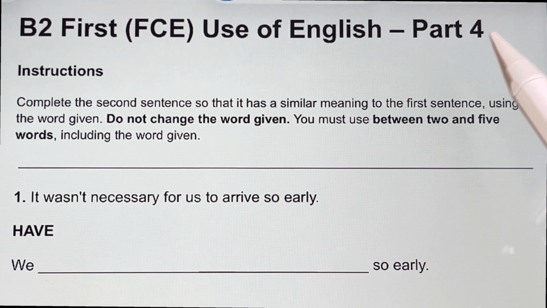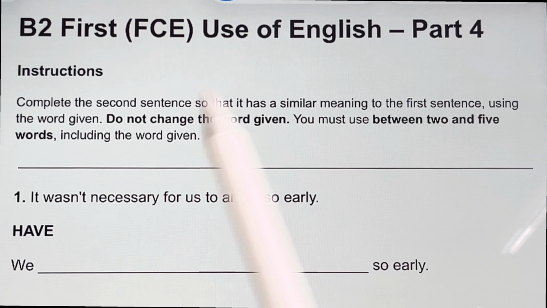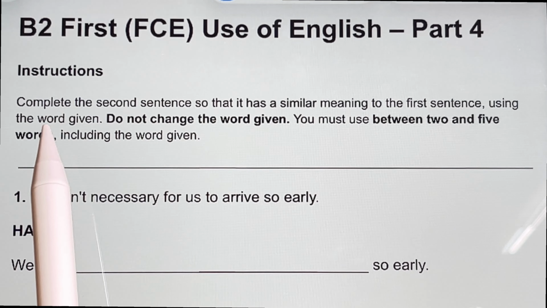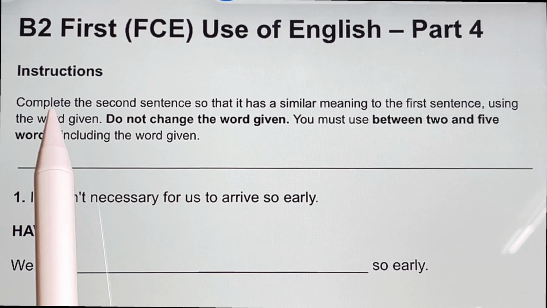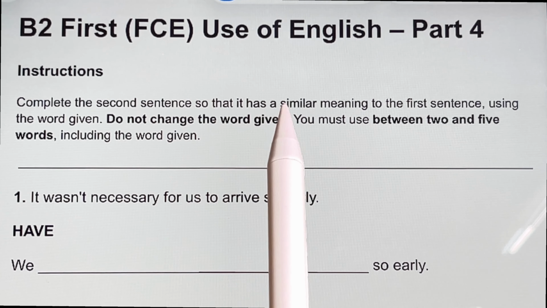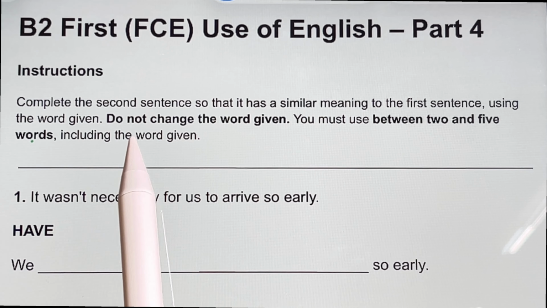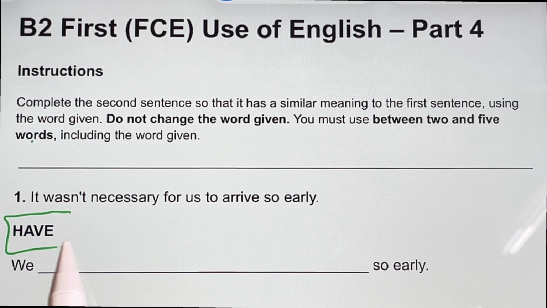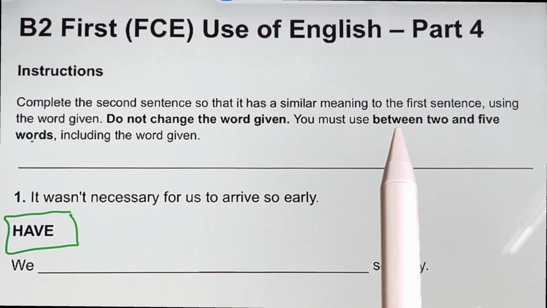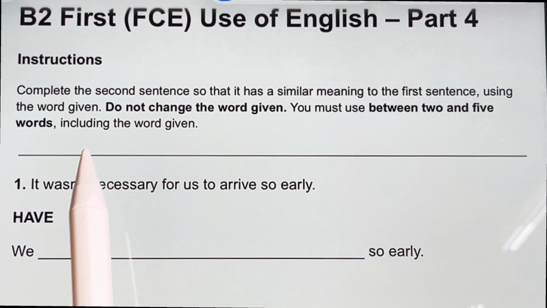Remember that this is part 4 of the Use of English. It's called the keyword transformation because you need to transform this sentence with this word. But read the instructions first, please, so we don't make any mistakes. It says, complete the second sentence so that it has a similar meaning to the first sentence using the word given. Do not change the word given. This is the word they give you. You must use between 2 and 5 words, including the word given.